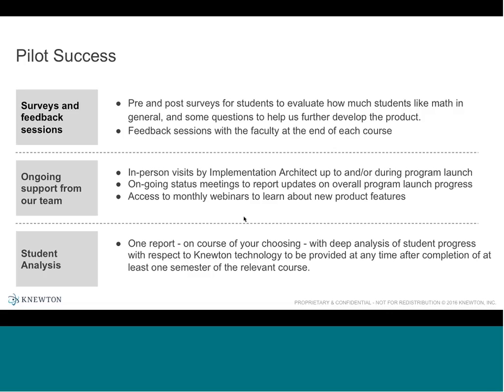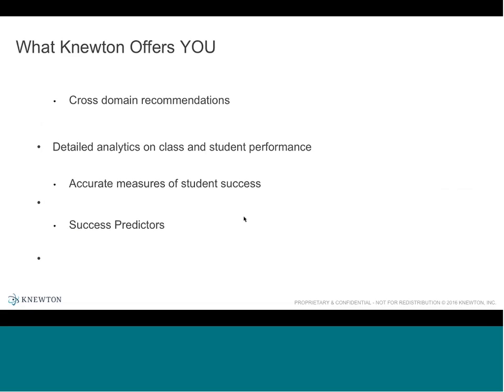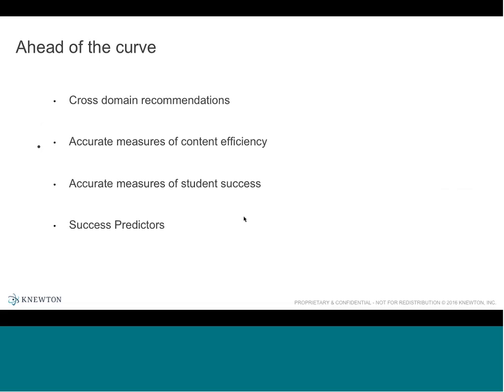So this is a summary of what Knewton offers. We offer 3 times more content, curated and reviewed OER, detailed analytics on class and student performance, individualized learning for every student, a cross-discipline view of student strengths and weaknesses, an affordable solution that students can access on any device, and stability and support. We believe we're ahead of the curve in several of these areas. We have cross-domain recommendations, accurate measures of content efficiency, accurate measures of student success, and success predictors.